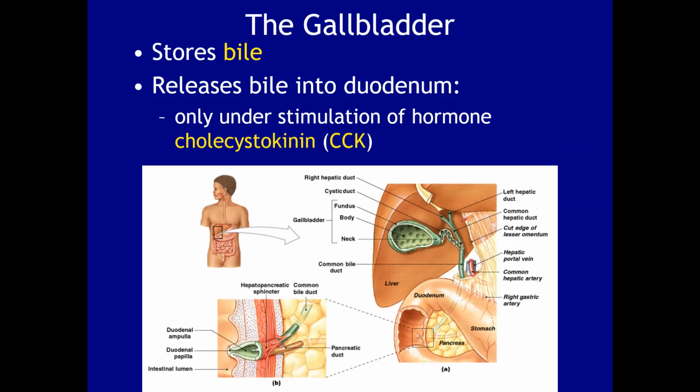We've already talked about the fact that the gallbladder stores bile and it releases the bile into the duodenum. But here's where the hormones come in. They only do it under stimulation of the hormone cholecystokinin, shorthanded as CCK, right? So bile is released by the cues that come from the hormone cholecystokinin.